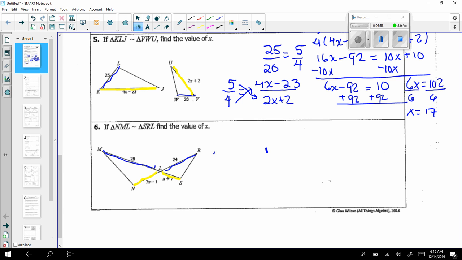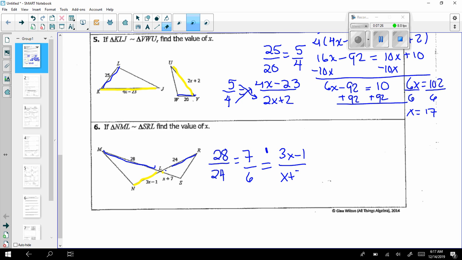So I have 28 over 24. And I can reduce that to 7 over 6, right, is equal to, and I'm going to go ahead and erase that because I can't see that. So that is equal to 3x minus 1, that's on the bigger triangle, right, over x plus 7. And then I cross multiply and divide.